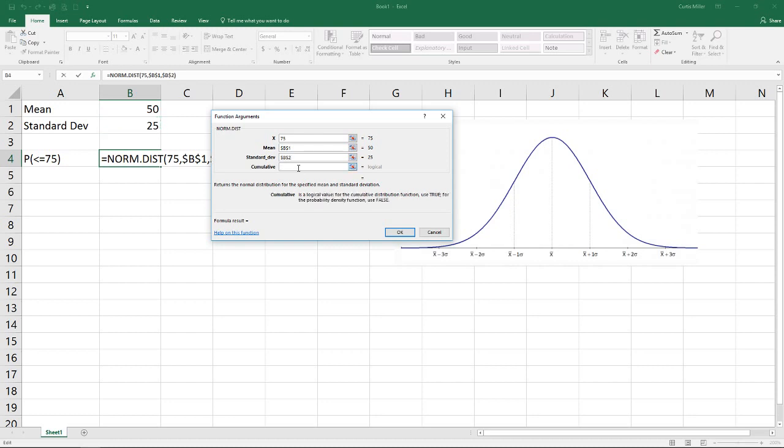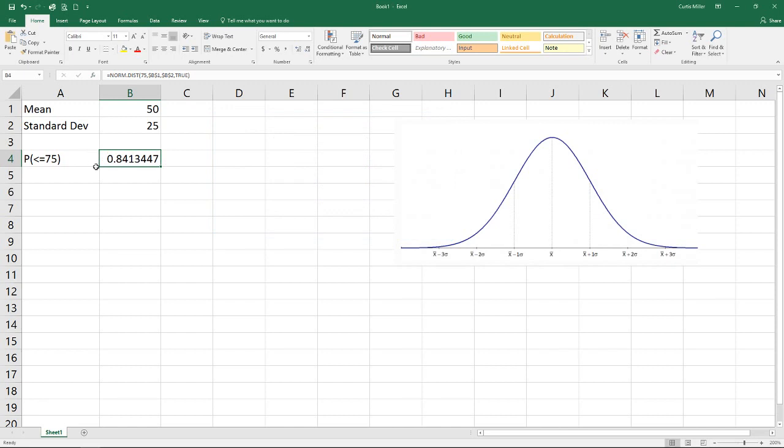Now for the normal distribution here, because we can technically have any value on there, the probability mass function, the probability of a single value, is really not a very meaningful number. So we're going to choose to always look at the cumulative distribution, which is the less than or equal to value. So our cumulative we are always going to put in true. All right, so we get a probability here of 0.84.